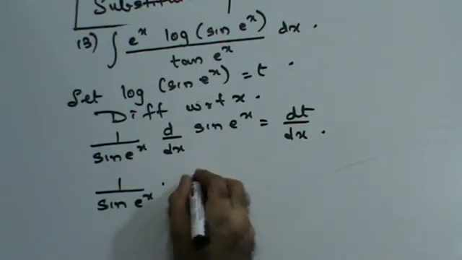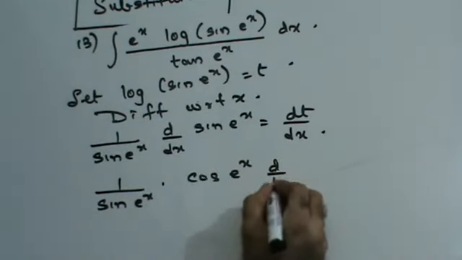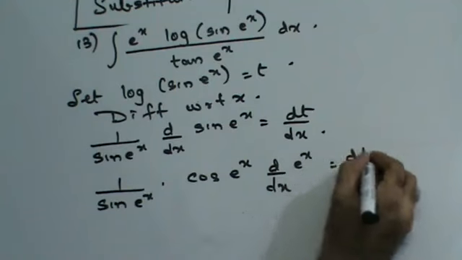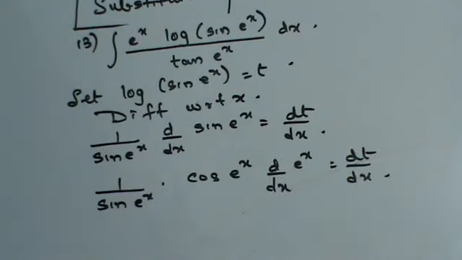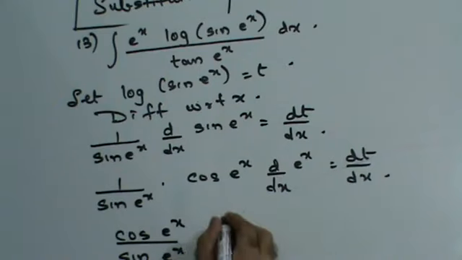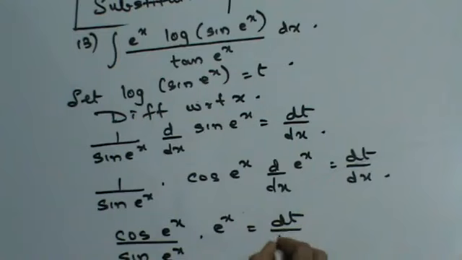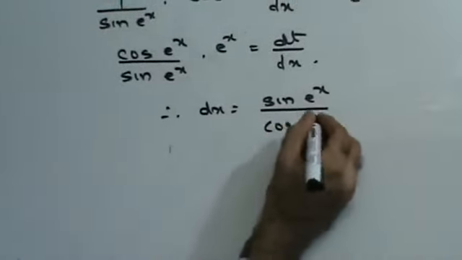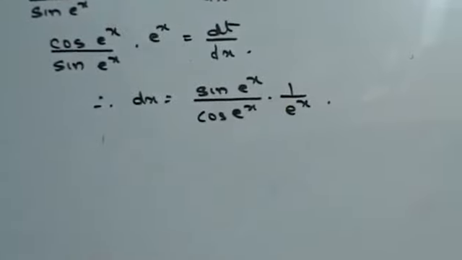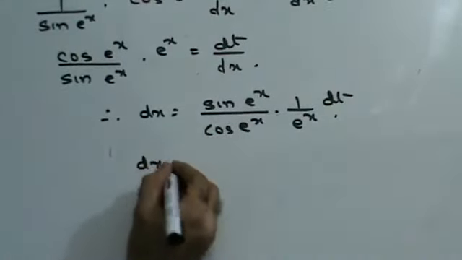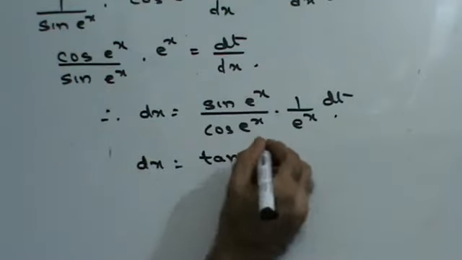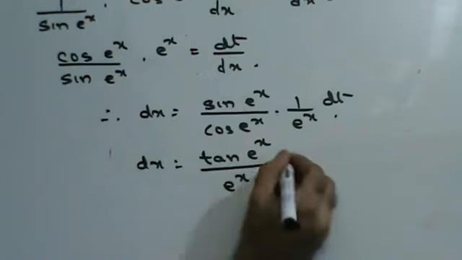D by dx of sine u is cos u, d by dx of u is dt by dx. Right? Now this is going to be cos e raised to x upon sine e raised to x. D by dx of e raised to x is e raised to x is dt by dx. Therefore, I can say dx is sine e raised to x upon cos e raised to x into 1 upon e raised to x dt. But sine upon cos is nothing but tan. So this is tan e raised to x upon e raised to x dt.